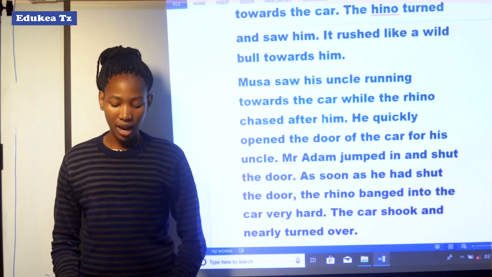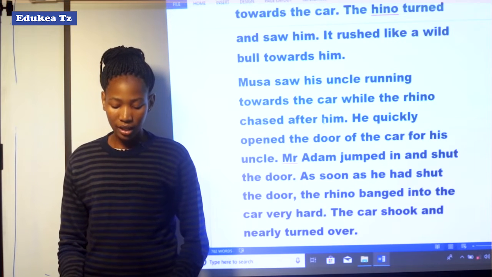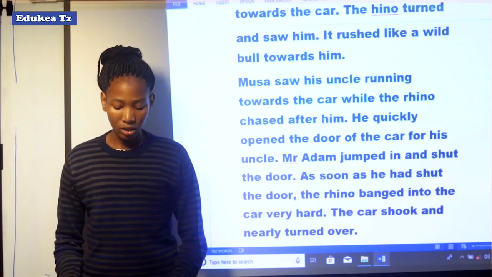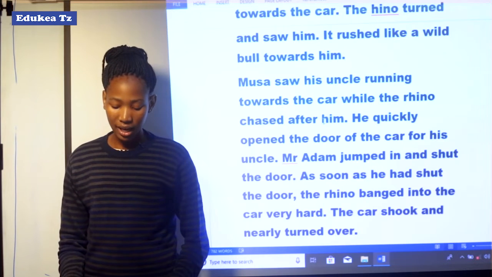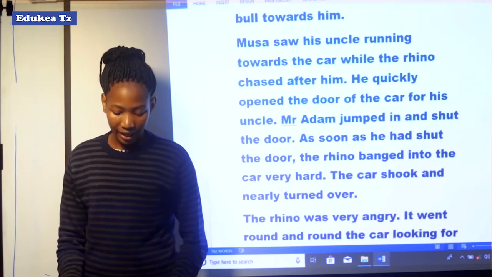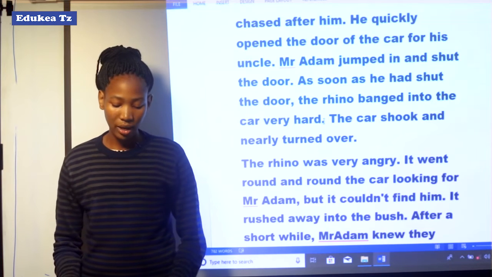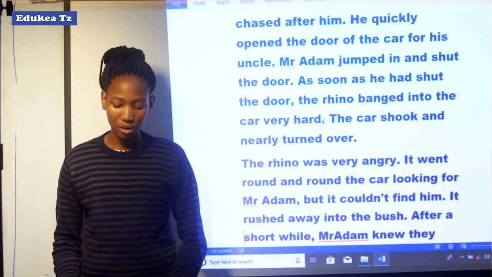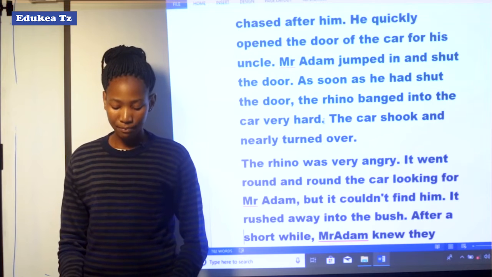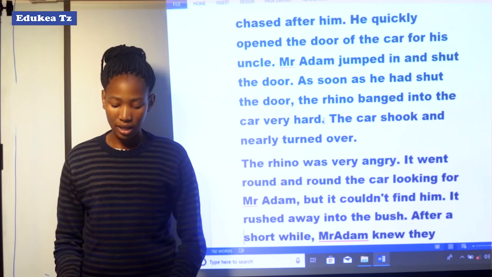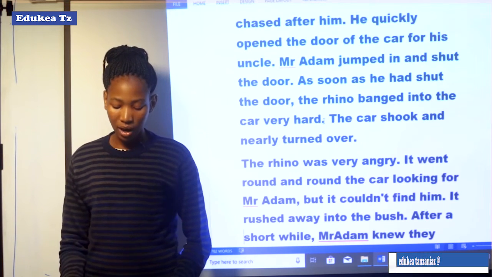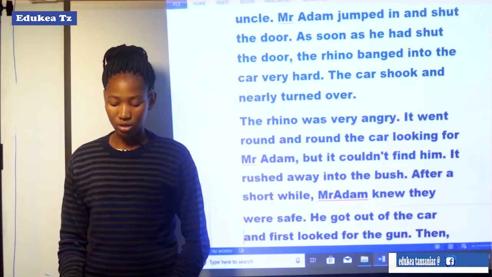As soon as he had shut the door, the rhino backed into the car very hard. The car shook and nearly turned over. The rhino was very angry. It went around and around the car looking for Mr. Adam, but it could not find him. It lashed away into the bush.